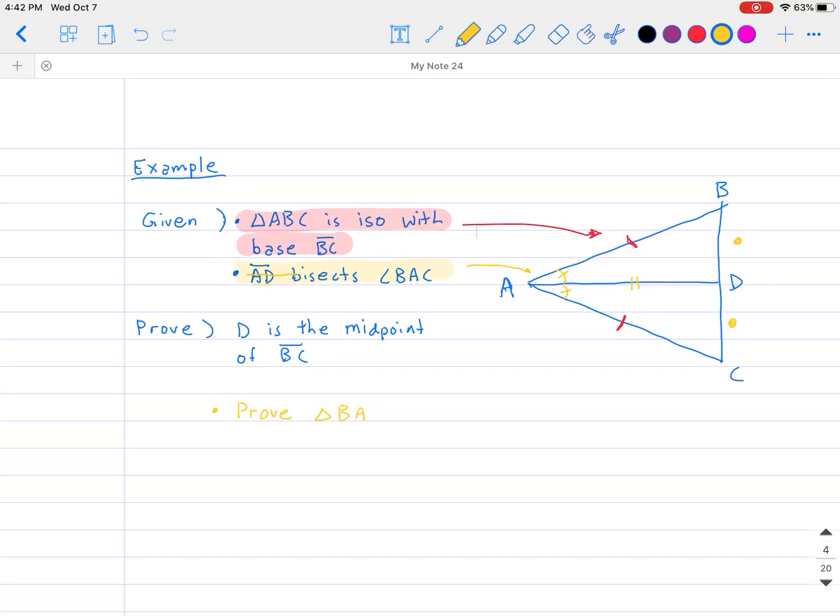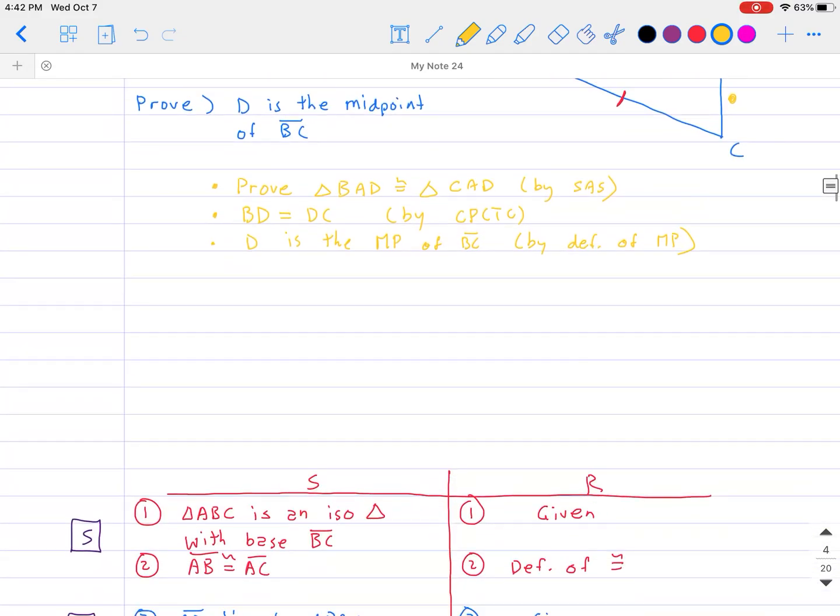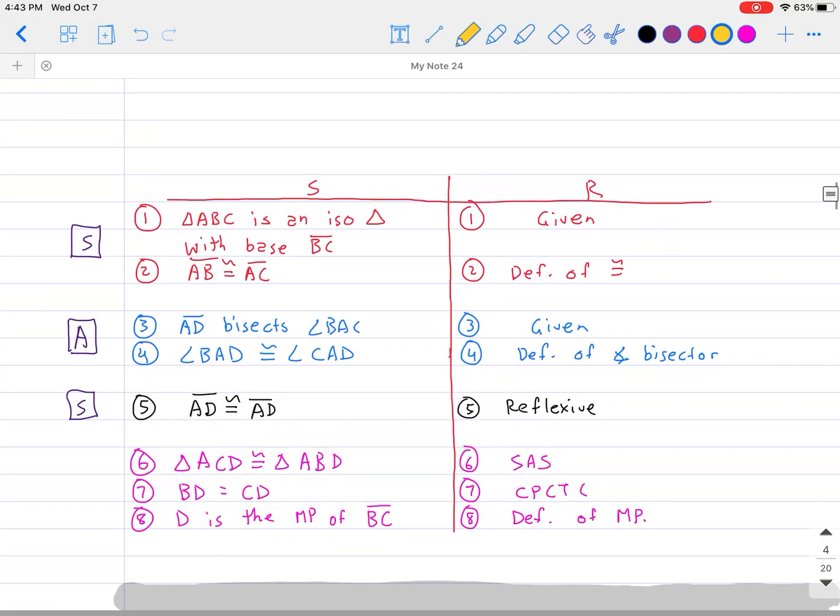So the procedure is as follows. I am going to prove triangle BAD is congruent to triangle CAD by SAS. And then afterwards, we're going to say that BD is equal to DC by CPCTC. And finally, we can say that D is the midpoint of BC by the definition of midpoint. So that right there is going to be our outline of the proof.